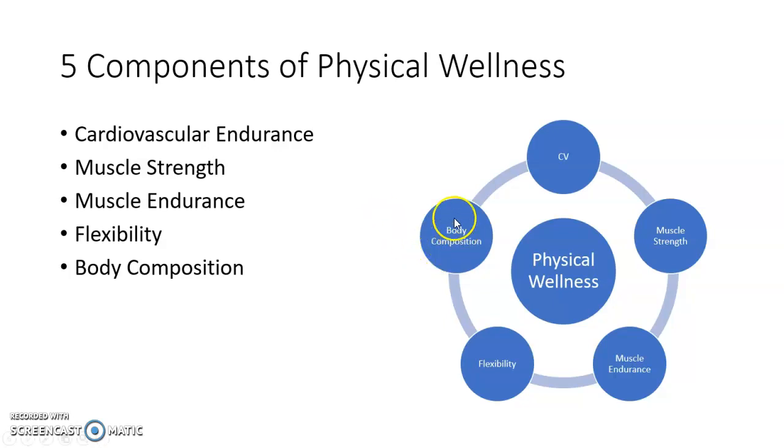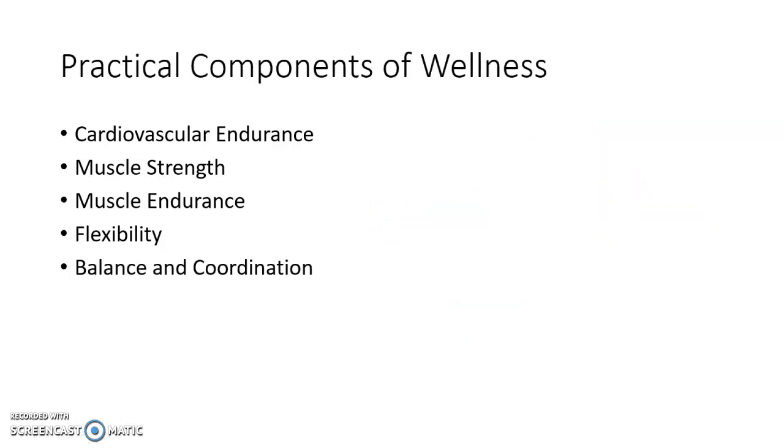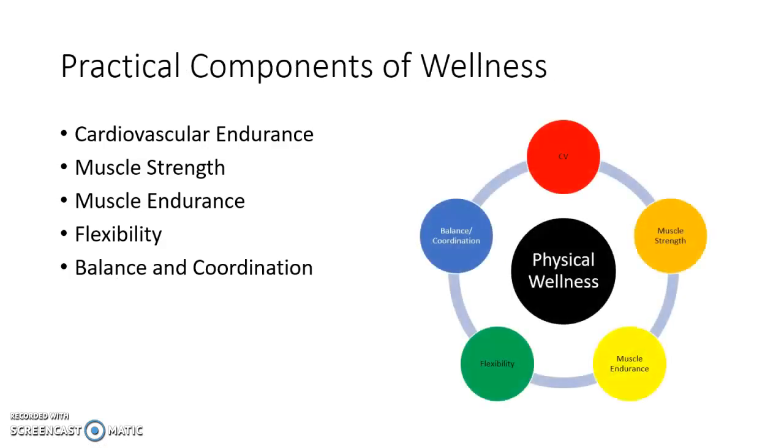And so with that, yes, I do understand and see that, but these components are all part of physical wellness. I tend to look at it in terms of replacing body composition with this group and having physical wellness in the center. And then body composition is replaced with balance and coordination, because that's a huge component of what we talk about in here. So of course we have the cardiovascular component and cardiovascular endurance, muscle strength, muscle endurance.